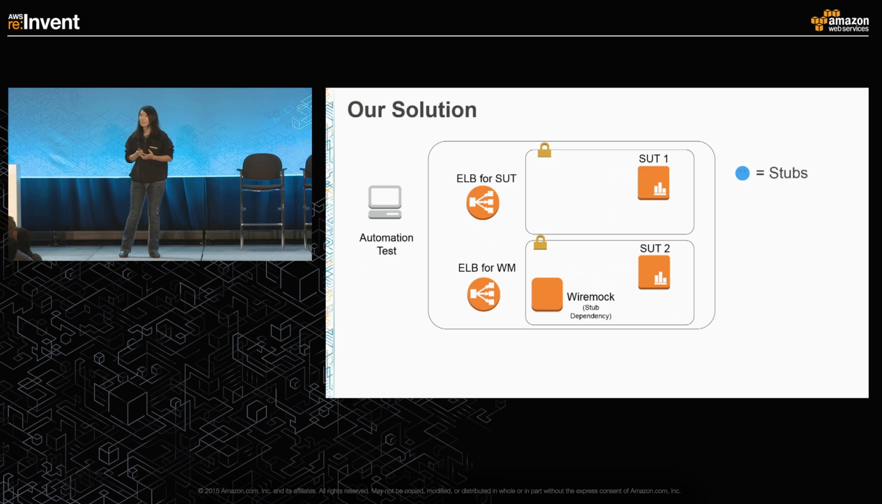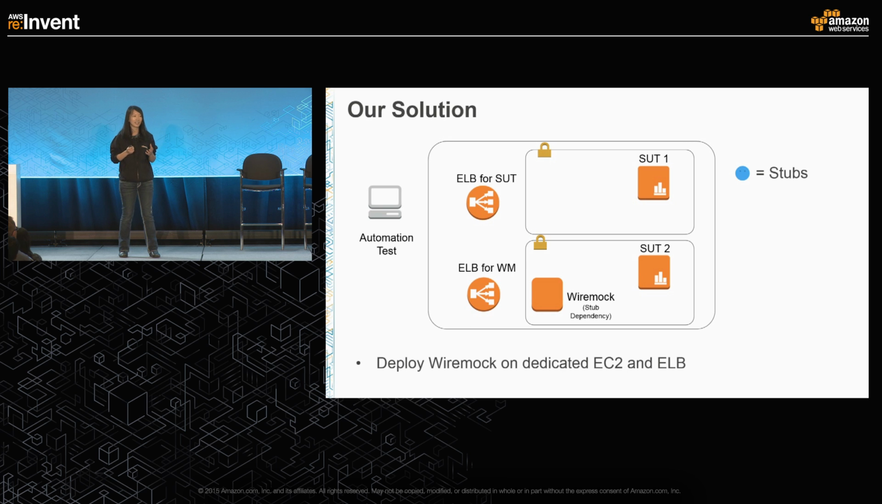Then what we realized is that we need a dedicated Wiremock load balancer. We need a dedicated Wiremock EC2 instance so that we can get consistent stub responses. So the flow will look like this. The automation task will execute setting up the stub by calling the Wiremock load balancer. It's going to forward to the Wiremock EC2 instance and set up the stub successfully there. In this case, a blue smiley face.